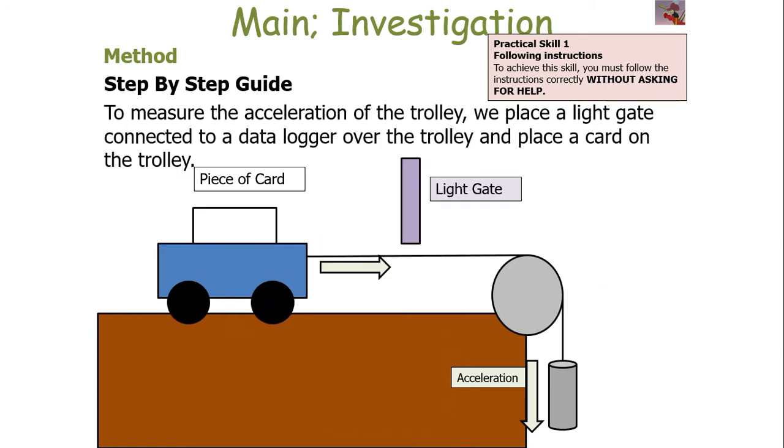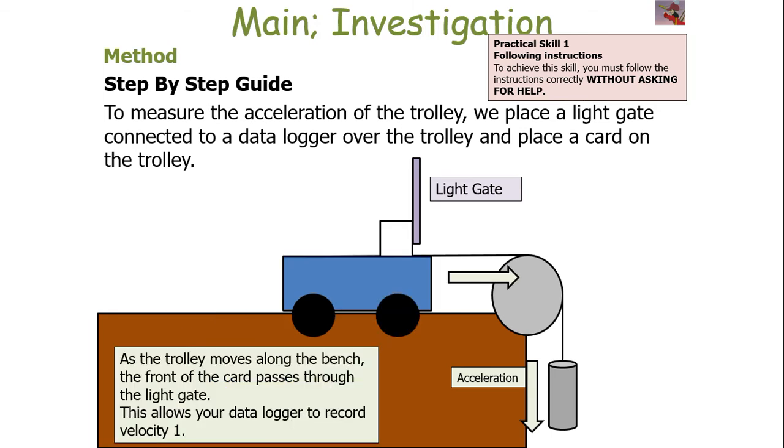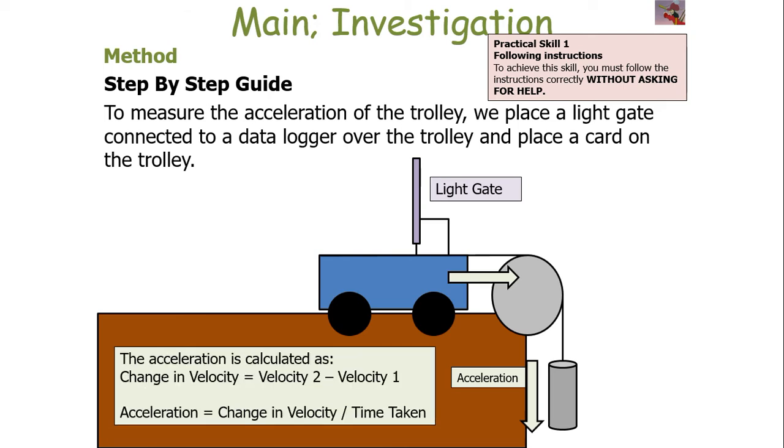Now, to measure the acceleration of the trolley, we place a light gate connected to a data logger over the trolley and place a card on the trolley. Now the light gate is connected to a data logger which can calculate the velocity of the trolley. Now as the trolley moves along the bench, the front of the card passes through the light gate. This allows the data logger to record velocity 1. Then as the back of the card passes through the light gate, this allows the data logger to record velocity 2. Now you can then calculate the acceleration the trolley is undergoing, as the change in velocity will be velocity 2 minus velocity 1, and acceleration is equal to change in velocity over time taken.